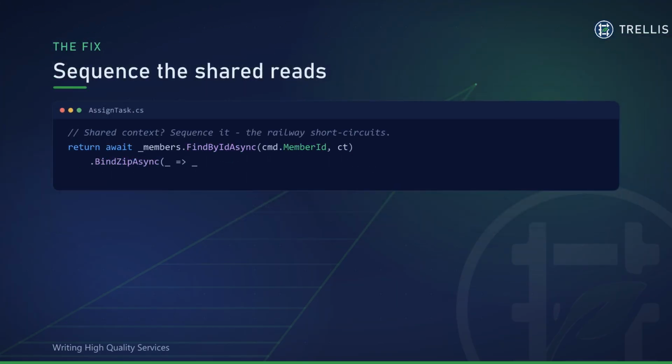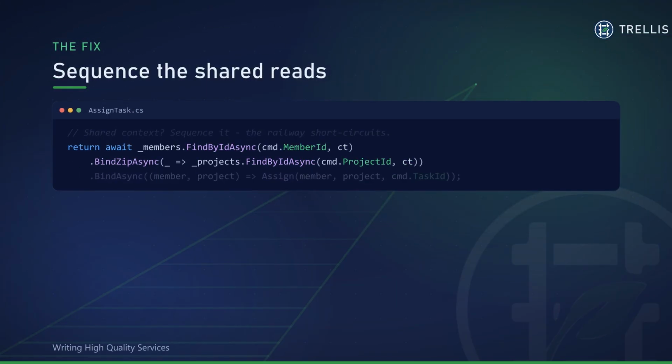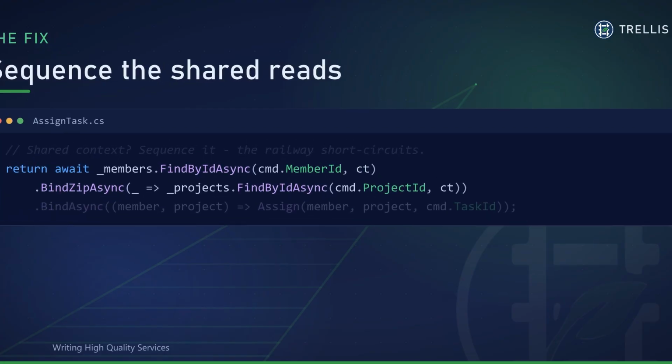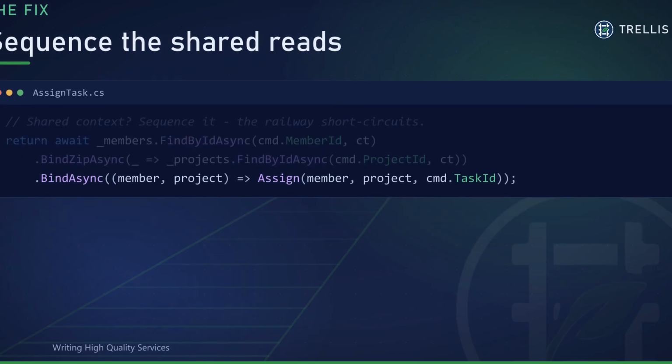So when they share a context, sequence them on the railway. BindZipAsync awaits the member, then loads the project, one after the other, never racing the context. And because it's the railway, if the member fails, the project load never runs. It zips both into a tuple, and BindZipAsync finishes the job. No manual awaits. Need genuinely parallel database reads? Inject a DbContext factory and open two short-lived contexts. Otherwise, keep them in sequence.